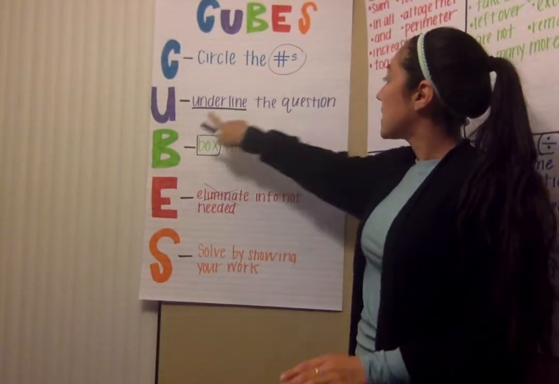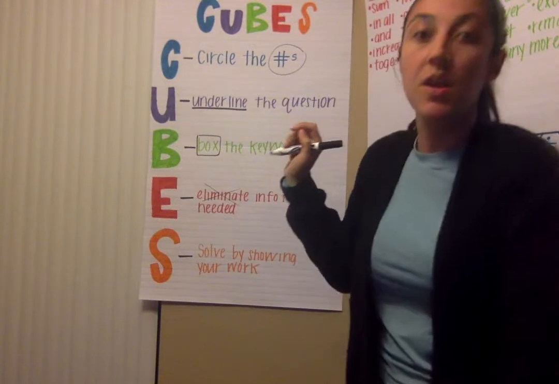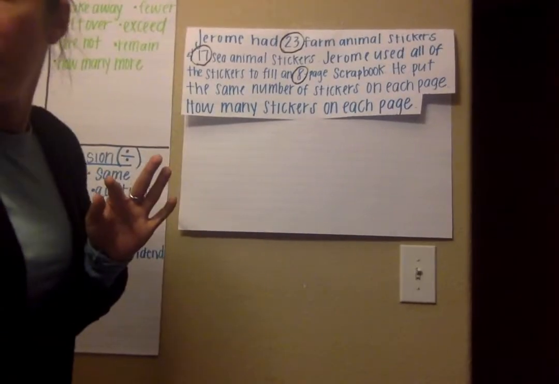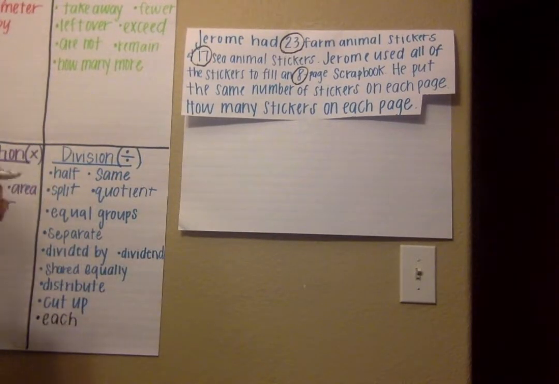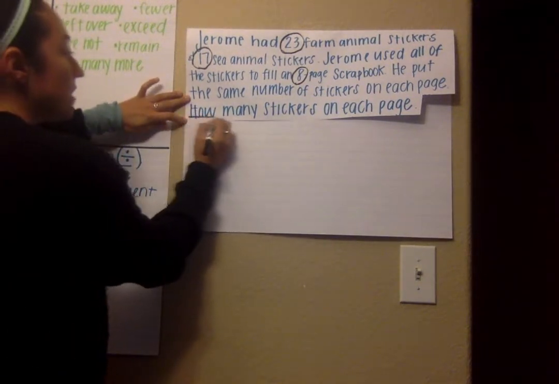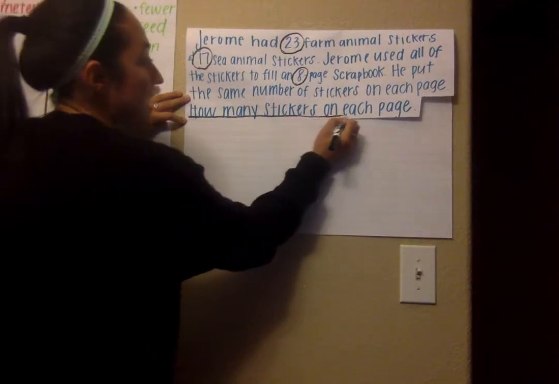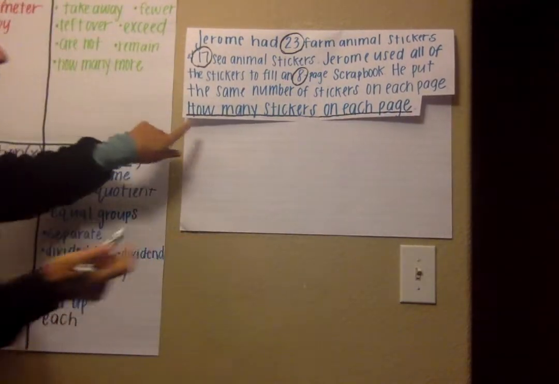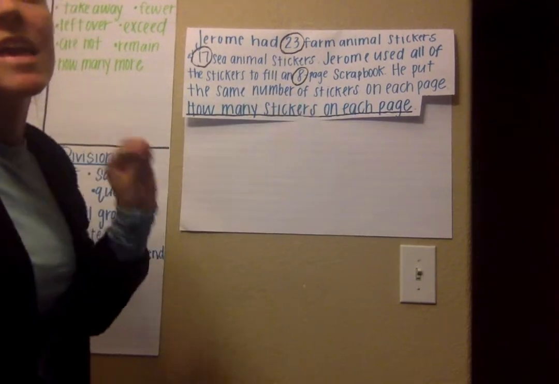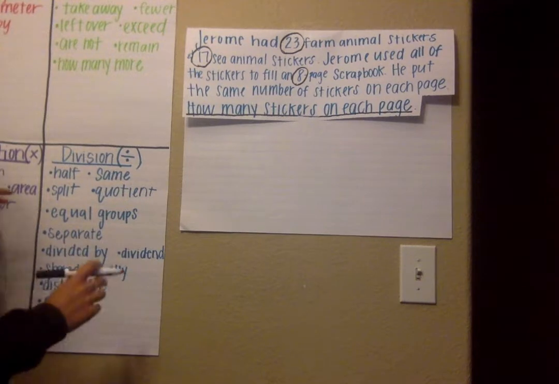So now our step 1 of CUBES is complete. Now we need to underline the question. Remember, question words are how, why, what, when, who. So our question word here is asking us how many stickers on each page. So the question that I need to find out is how many of the stickers did he put on each page? Okay, so that's our question.